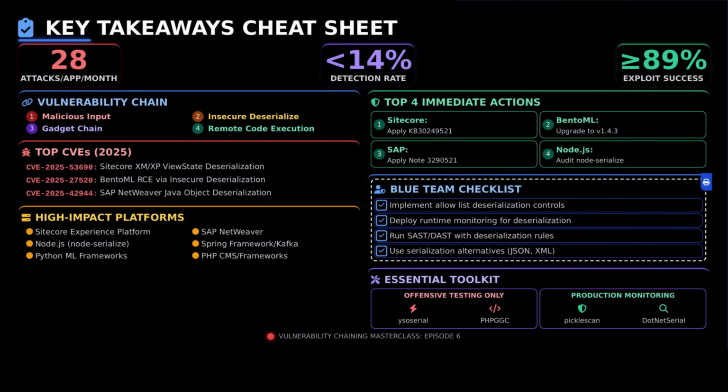Here's the cheat sheet. 1. 28 attacks per app per month. 2. Less than 14% detection. 3. Nearly 90% success. Top CVEs: Sitecore, BentoML, SAP NetWeaver. Immediate actions: patch, replace unsafe functions, enforce allow lists.